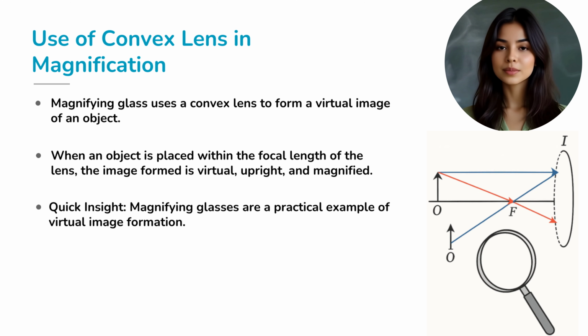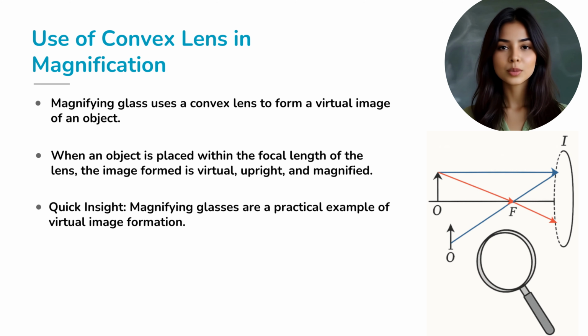Let's break it down. When an object is placed within the focal length of the lens, something cool happens. The image that forms is not only virtual, meaning you can't touch it, but also upright and magnified. It's like looking at something through a telescope or your favorite magnifying glass. Everything becomes clearer and bigger, right? Now, think about your magnifying glasses. These are a perfect example of this principle.